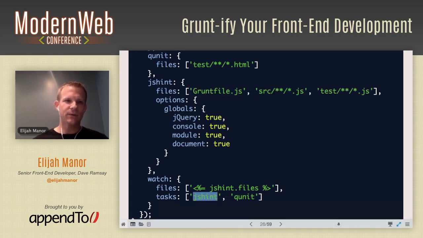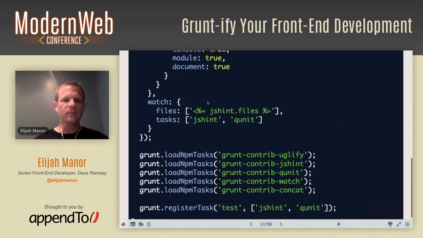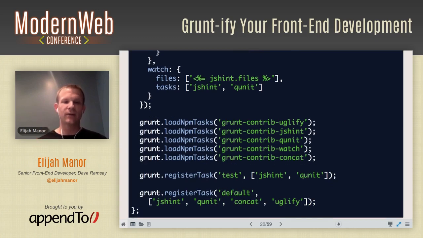And this maps to this key. So QUnit would map up here. That would tell the QUnit task, oh, I need to look at these files and run them. And then you notice at the bottom we have to load all those tasks manually. And at the bottom we register 2 different tasks. A default one, so if I just said grunt, it would run the hinting, it would run the unit tests, it would concat all our files, and then it would uglify them. And then we register another task just called test. So if I said grunt space test, it'll hint all our code and then run the unit tests.